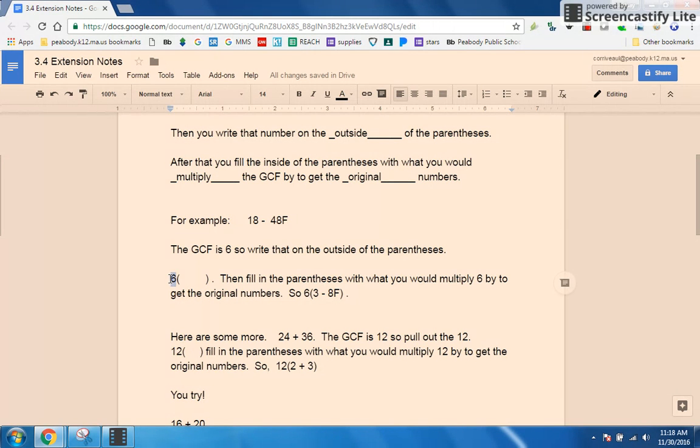So here's my 6 on the outside. 6 times what is 18? 3. So that's going to go first. Bring down the minus sign. What times 6 is 48? 8. So that's going to go here. And then the letter just carries on right next to it. So 6 times 3 minus 8.